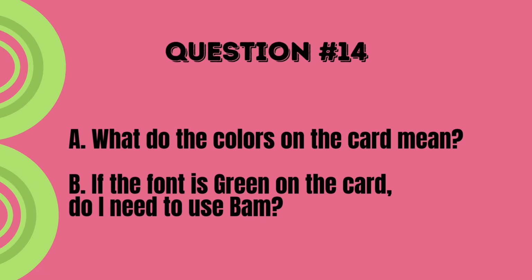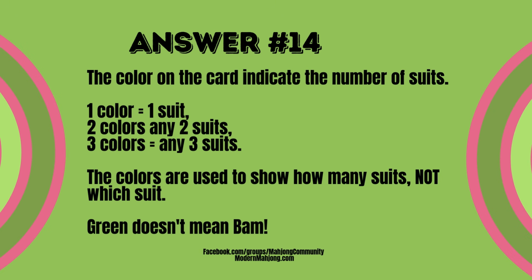Question 14. What do the colors on the card mean? If the font is green, do I need to use bam? Well, the answer to that is the colors on the card are letting you know how many suits, not which suit. So if there's one color, which would be navy or black, however your eyes see color, one color just means any one suit. So the first hand in 2, 4, 6, 8, you could do that in all bam, all crack, all dot. If it's 2 colors, then you need to use 2 suits: bam and crack, crack and dot, bam and dot. 3 colors, you guessed it, you need to use all 3. So the colors show how many, not which.